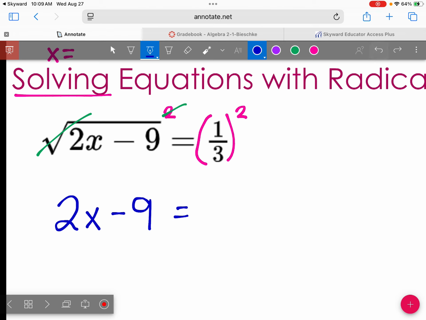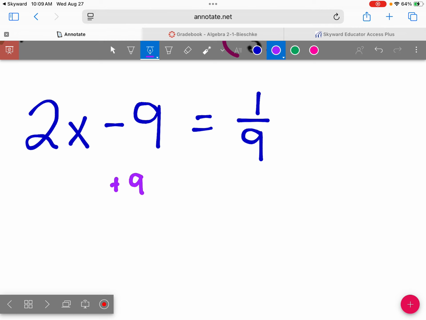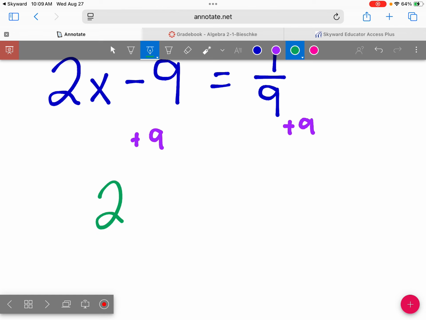equals what? What is 1/3 squared? 1/9. Then what should we do? Add 9 on both sides. Get x by itself. We want to add 9. That's going to give us our 2x equals, what is 1/9 plus 9? 82 ninths, or you can say 9 and 1/9. I do recommend doing it as the fraction, 82 ninths, simply because it's easier to do any further steps with that.